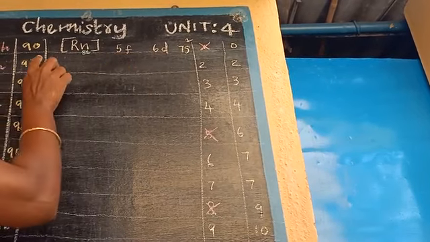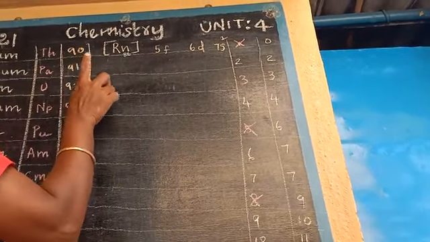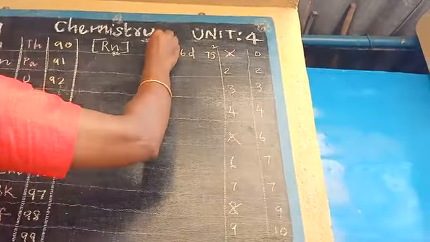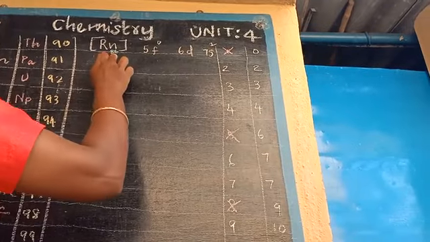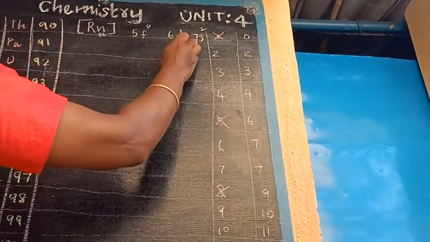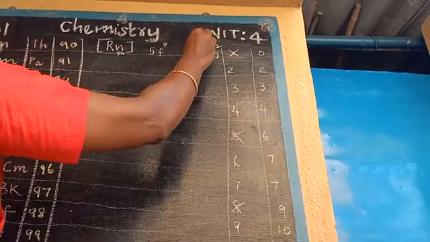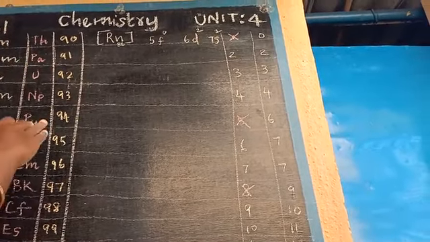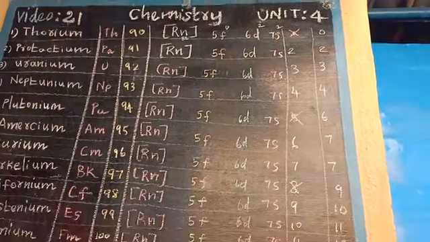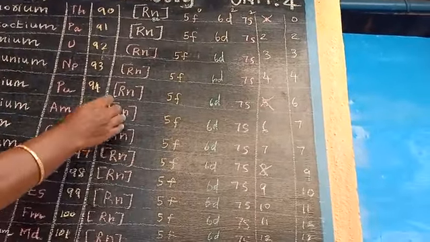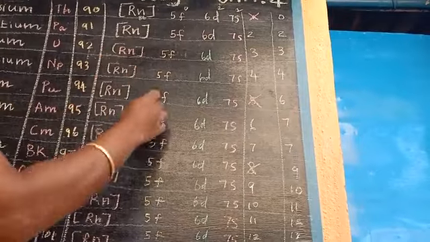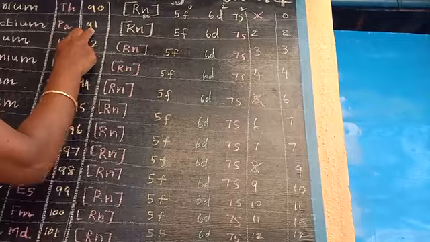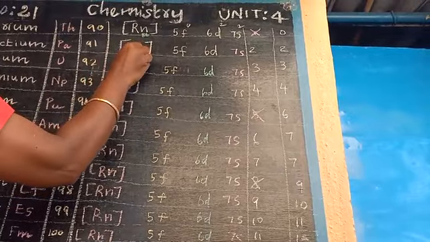Now see here, atomic number 90. So 86, here 5f0. So 86, 88, and the remaining 2 go to 6d2. This is the way to write the electronic configuration. Now I'm writing everything. Here atomic number 91, and this one 86.